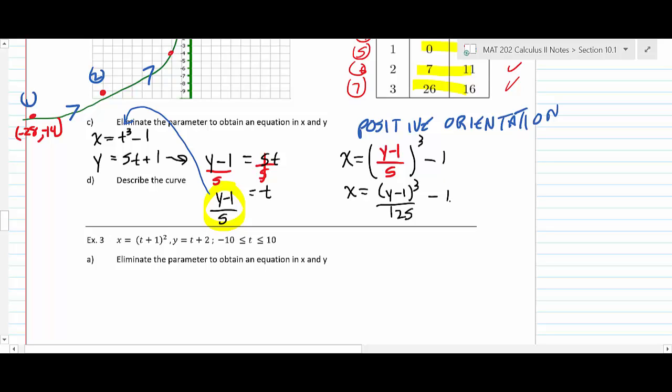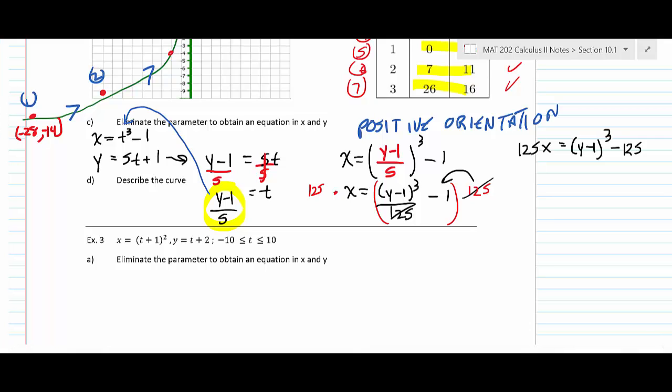I could also multiply both sides by 125. You know, now that I think of this, it may have been easier to do this problem the other way. But let's go ahead and get rid of the 125. So if I do that, that's going to be 125x, crossing that out, leaving that equal to (y minus 1) to the third, and then you have to distribute that. And actually, I think it's probably better if I would have done this the other way.